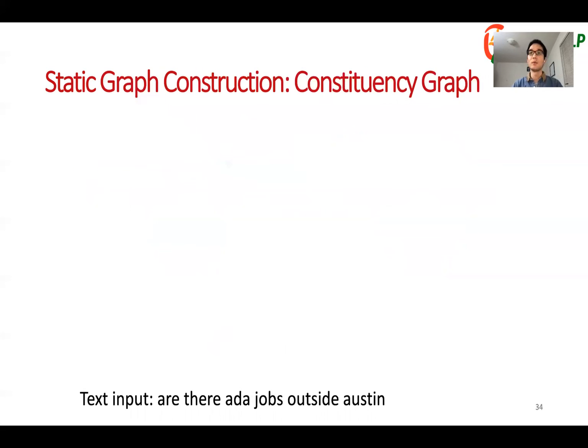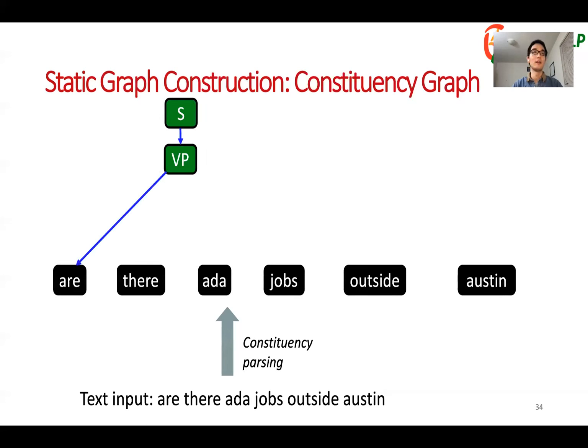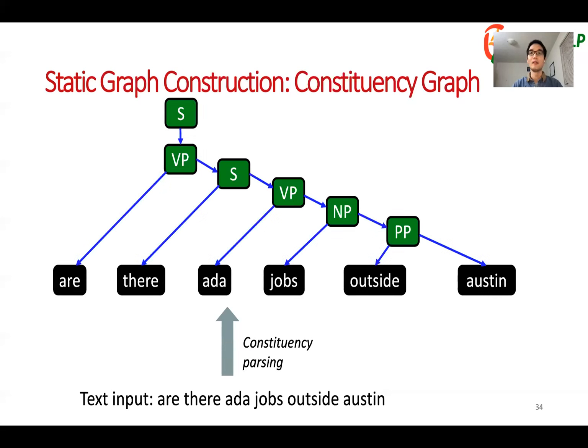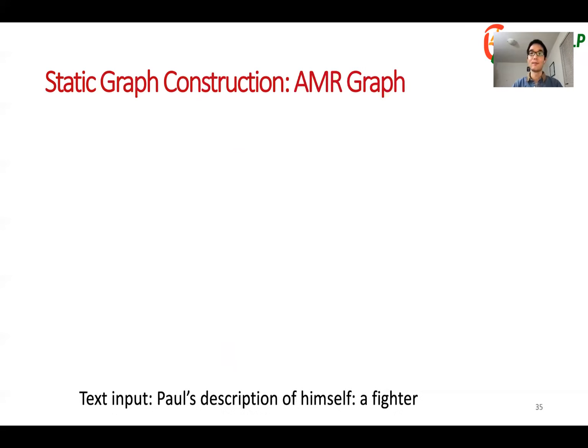The next approach we will introduce is the constituency graph. The constituency graph is able to capture phrase-based syntactic relations in a sentence. For instance, given a sentence, one can apply constituency parsing tools to convert it to a graph. For the same reason, one can add additional sequential edges between nodes.